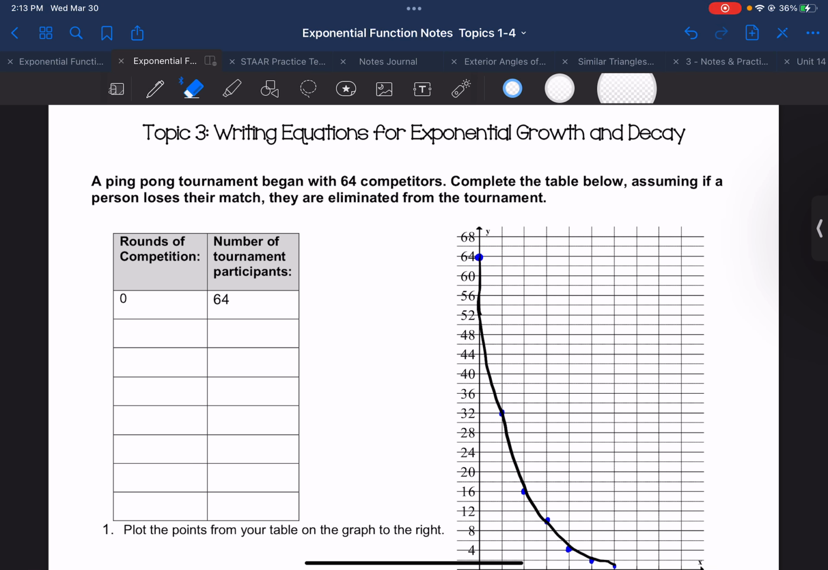All right, topic 3, writing equations for exponential growth and decay.